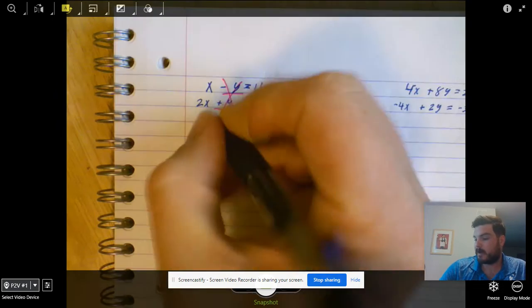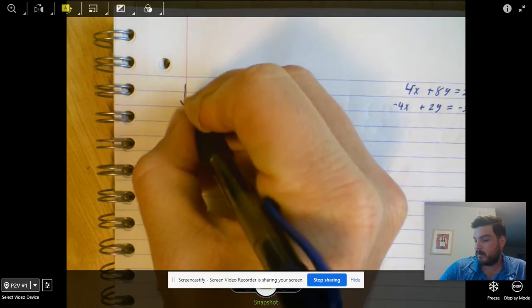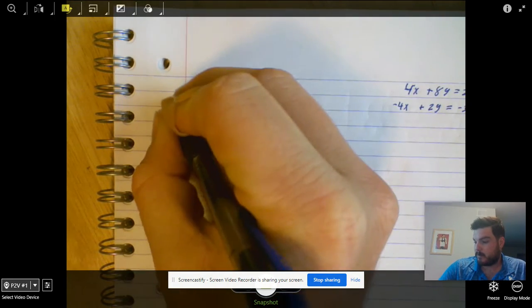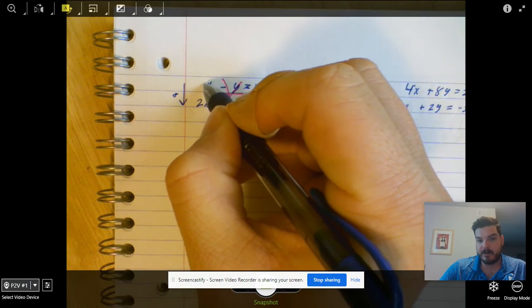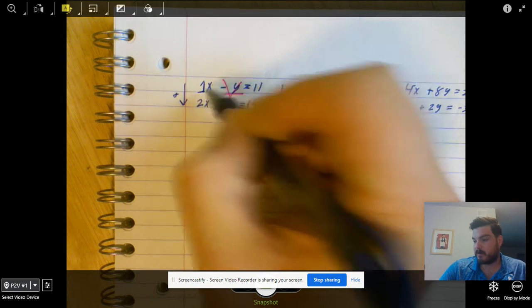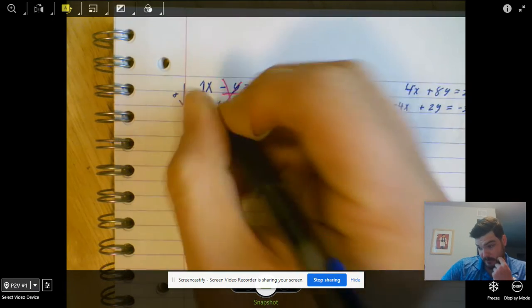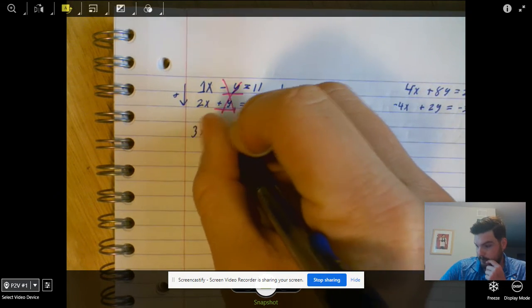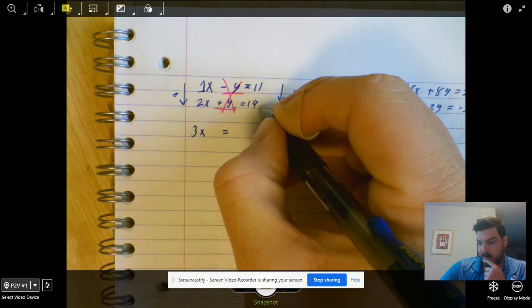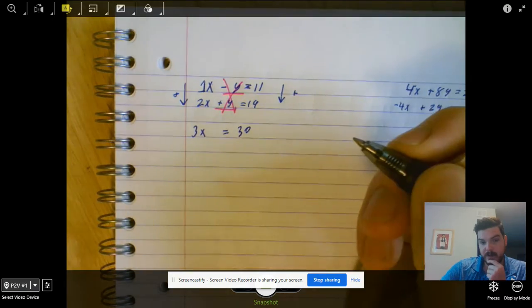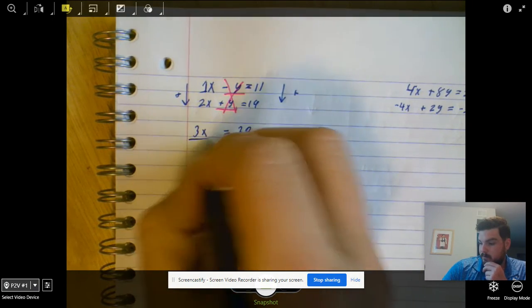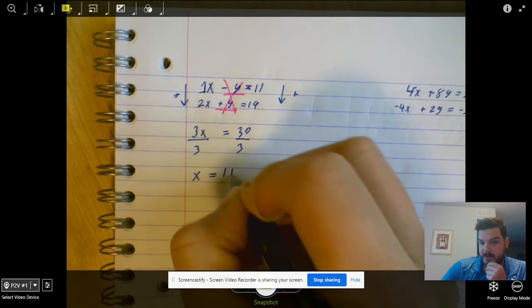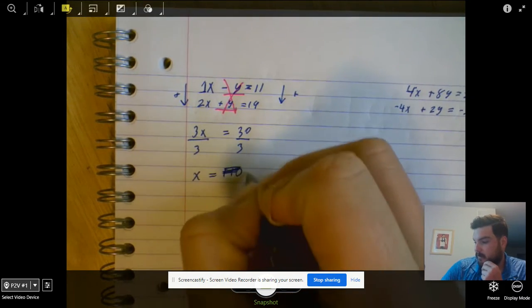So then what I'm going to do is add down. I have a single x here because we don't really ever mark that 1. So we do 1x plus 2x, that gets us 3x. And then we have 11 and 19, so that gets us 30. Then divide by 3, x equals 10. Oh God, not 110, 10.